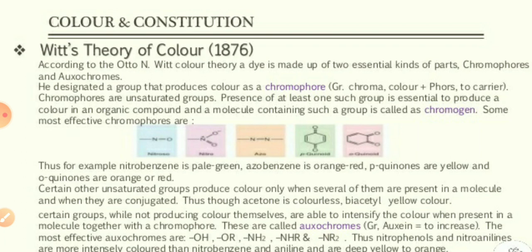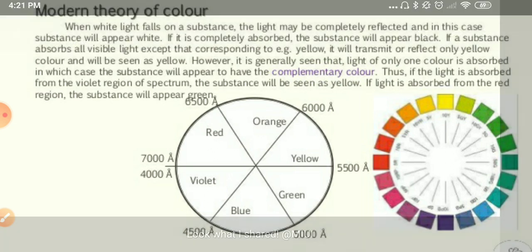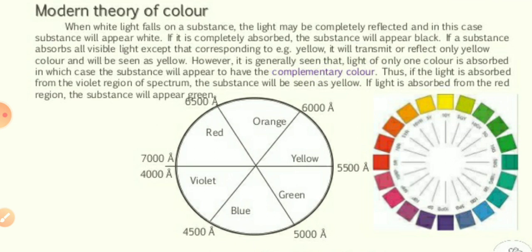So the next theory is the modern theory of color. According to this theory, when light falls on a substance, the light may be completely reflected. In this case, the substance will appear white, and if it is completely absorbed, the substance will appear black. If a substance absorbs all the visible light except one, for example yellow, it will transmit or reflect only yellow, and we will see a yellow color.